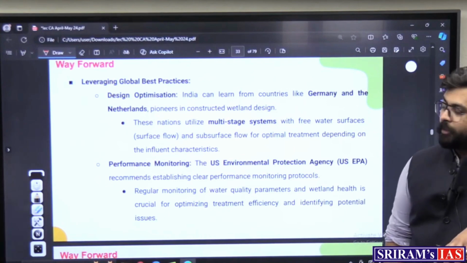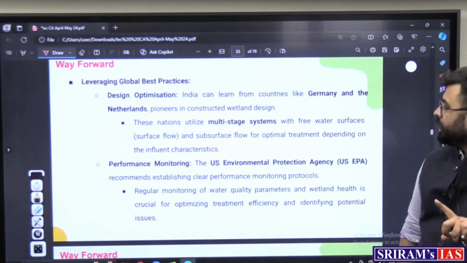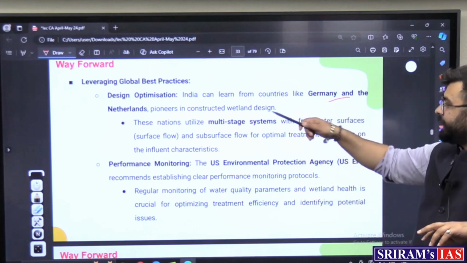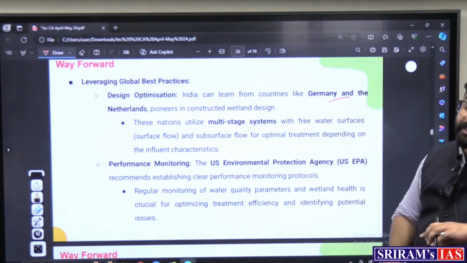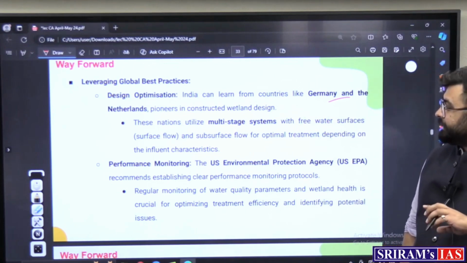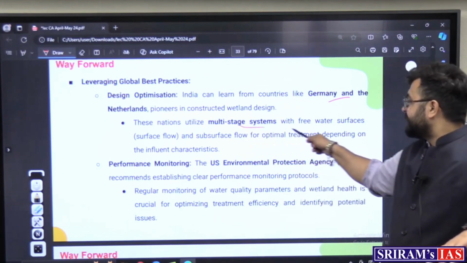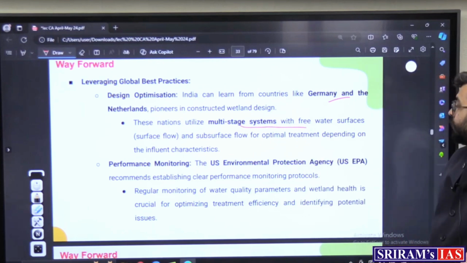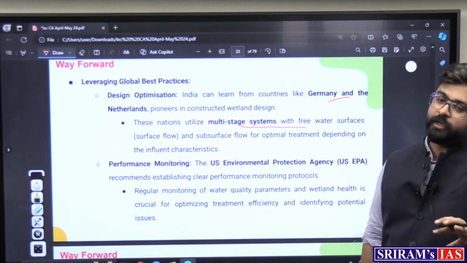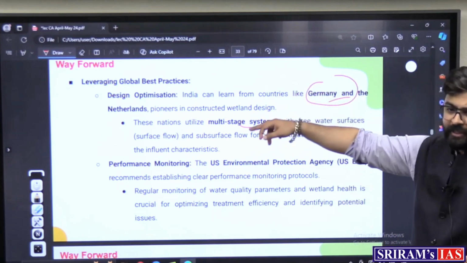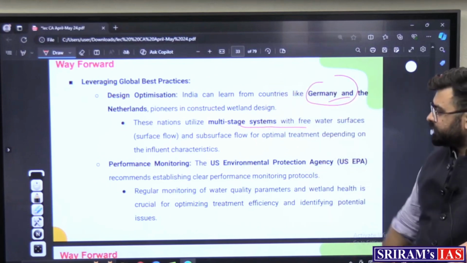Learning from the global best practices. Design optimization. India can learn from countries like Germany and Netherlands, which are pioneers in constructed wetland design. These nations utilize multi-stage systems with free water surface and subsurface flows for optimal treatment depending upon their influent characteristics. So they have done good scientific research in these areas. We can learn from their models.